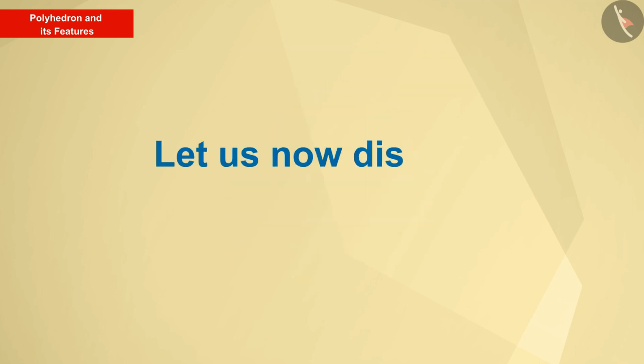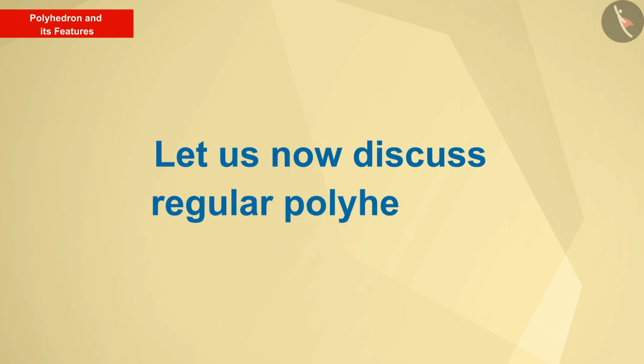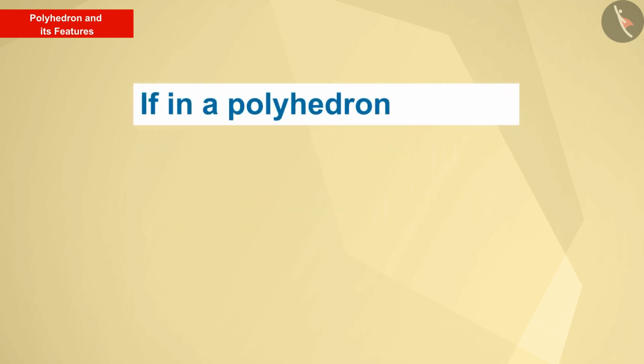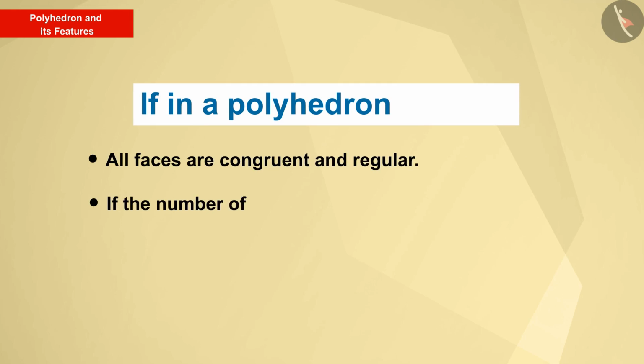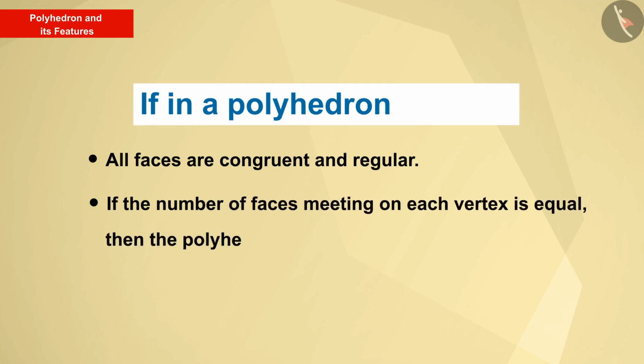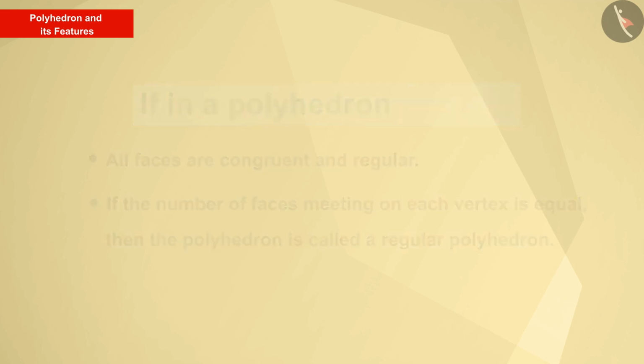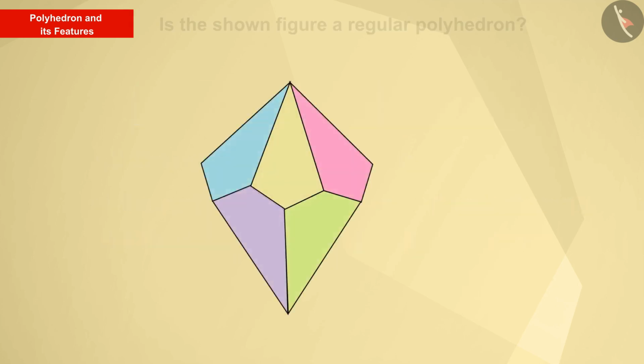Let us now discuss regular polyhedrons. If in a polyhedron all faces are congruent and regular, and the number of faces meeting on each vertex is equal, then the polyhedron is called a regular polyhedron. Now the question is, is the shown figure a regular polyhedron?